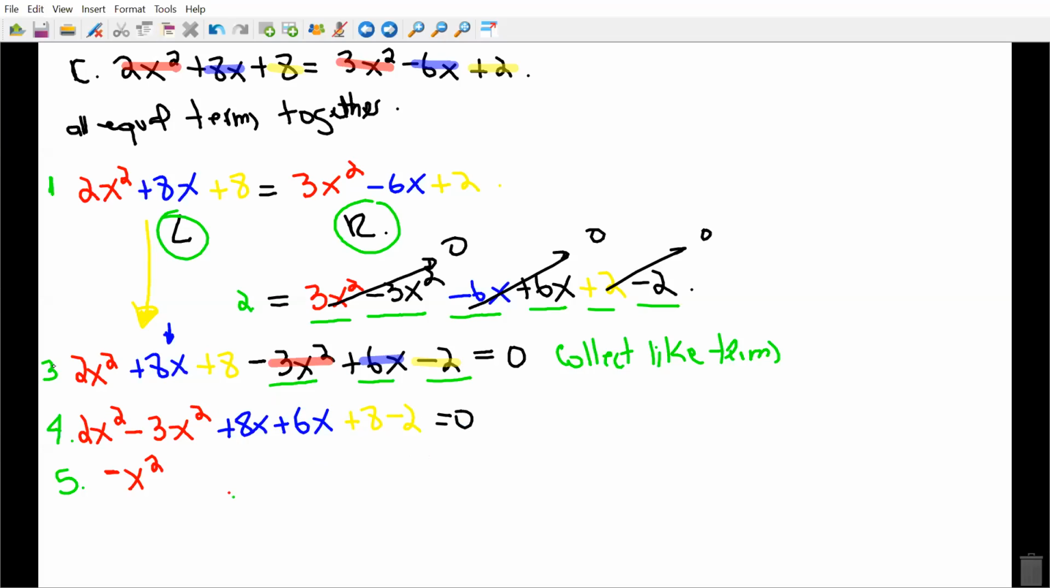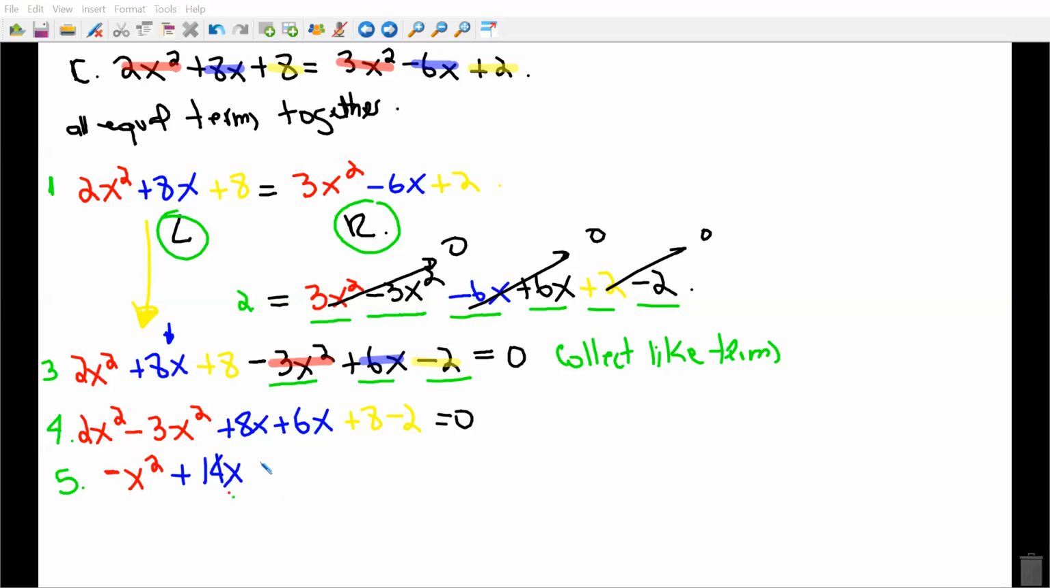So 2x squared minus 3x squared was going to be negative x squared. And then I'm going to say 8x plus 6x. The answer is, guys, if you want, you can unmute your microphones. 14. Negative 14 or positive 14, Simon? Positive. No, positive. Sorry. Positive 14x. Very good. And then 8 minus 2 is going to be?